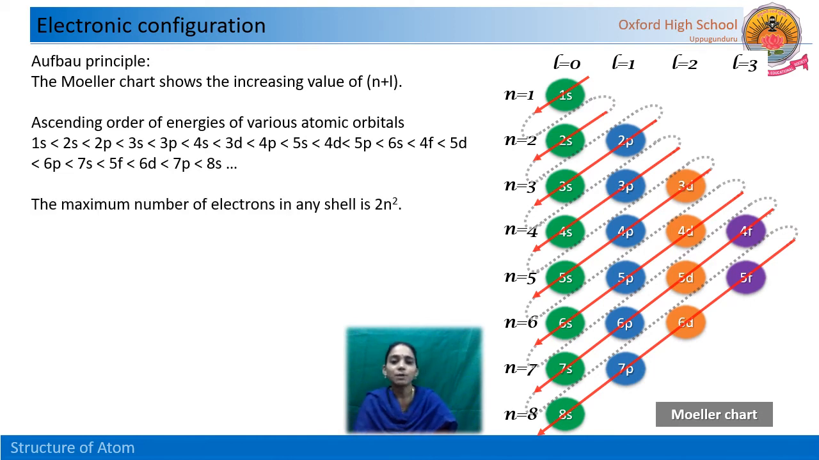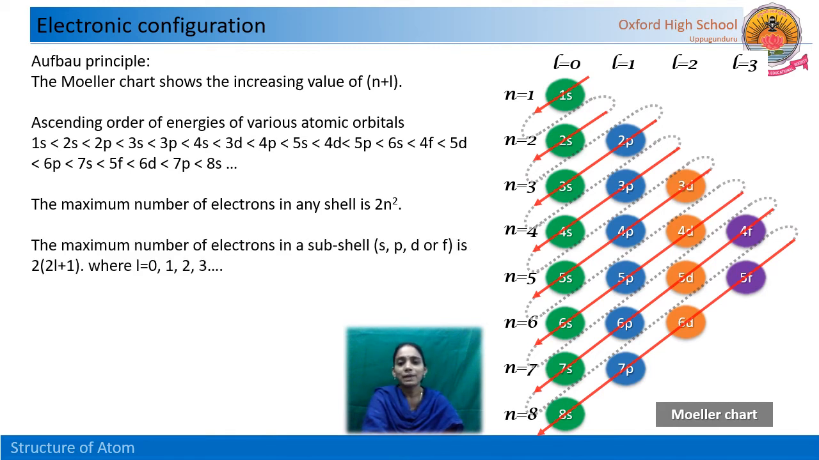The maximum number of electrons in any shell is calculated by using the formula 2n square. We know this one. In the K shell, how many electrons are there? By using the formula 2n square, 2 into 1 square, so it is 2.